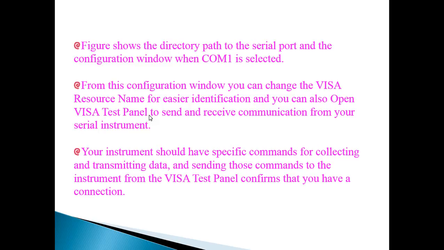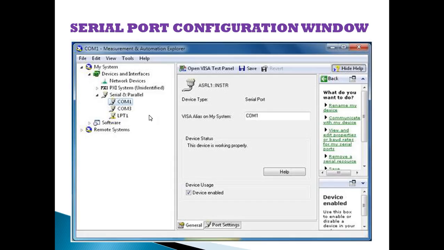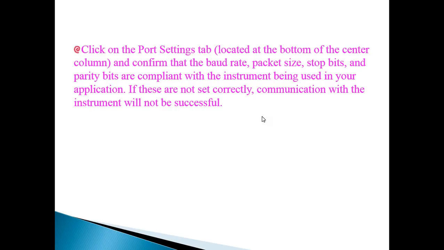The VISA test panel confirms that you have a connection. If you click on COM1, then VISA will select COM1 and then you can give input for the process. Click on the port settings tab and confirm that the baud rate, packet size, stop bits and parity bits are compatible with the instrument being used in your application. If these are not set correctly, communication with the instrument will not be successful.